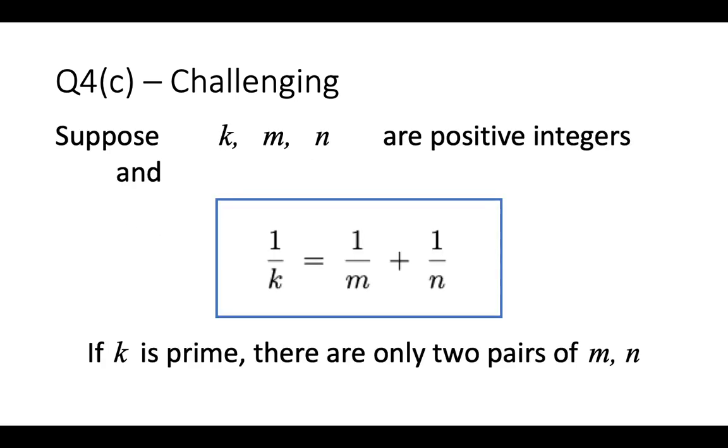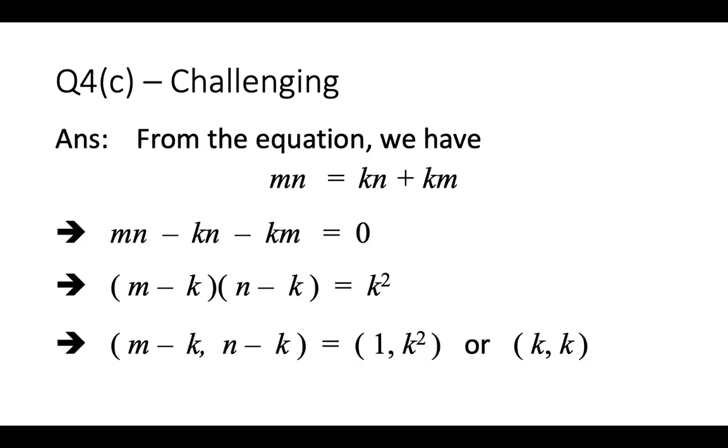So first of all, from this equation, let us try to make all these fractions disappear. So we multiply m, n and k on both sides. So the left-hand side will become m times n. This one will become nk, and this one will become mk. So we will have mn is equal to kn plus km. So we can easily rearrange the formula to have mn minus kn minus km is equal to 0. Now, if you notice this one, this is very, very similar to something like m minus k multiplied with n minus k, right?